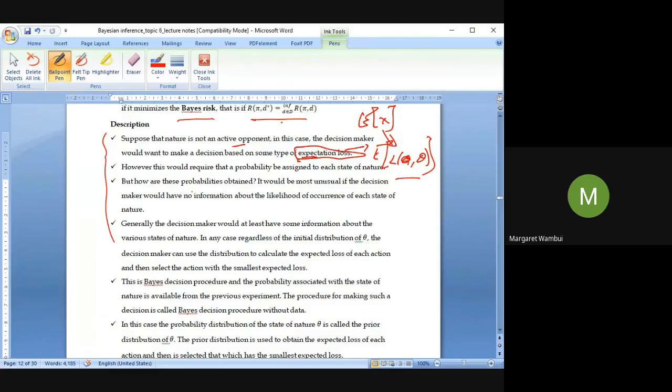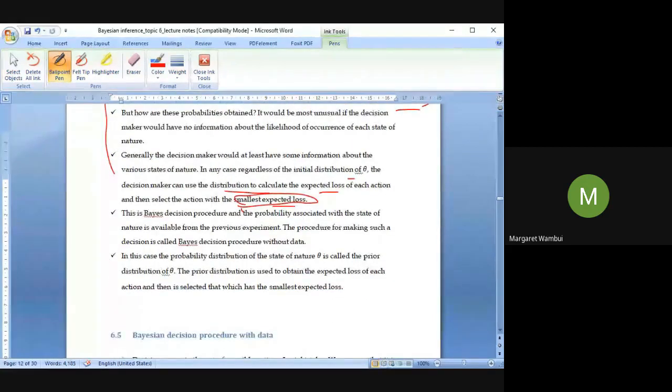So the other question is, how are these probabilities obtained? Generally, the decision maker would at least have some information about the various states of nature. In any case, regardless of the initial distribution of theta, the decision maker can use the distribution to calculate the expected loss of each action and then select the action with the smallest expected loss. Of course, that is what you'll do in the end, because you are looking for the minimum of the expectations. So this is the base decision procedure, and the probability associated with the state of nature is available from the previous experiment. The procedure of making such a decision is called the base decision procedure without data.